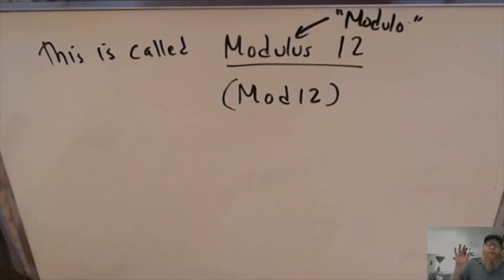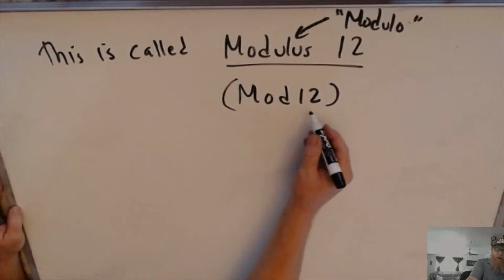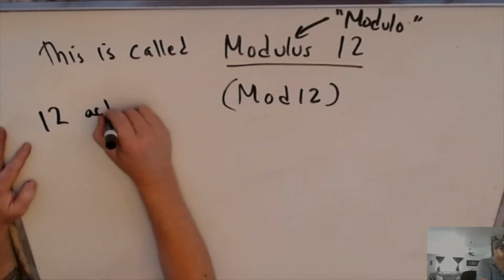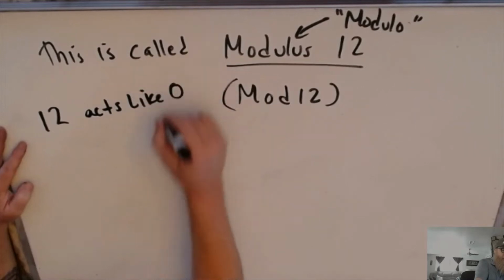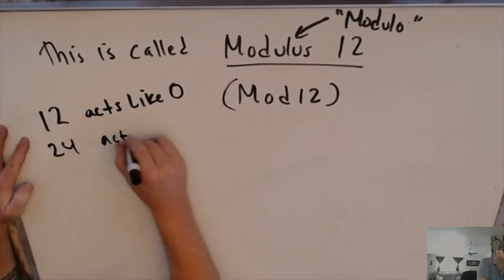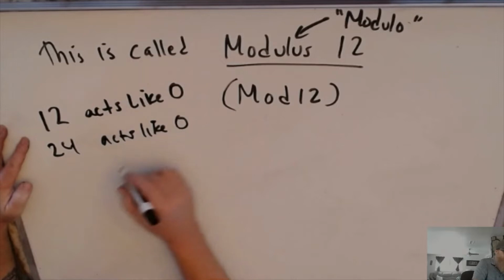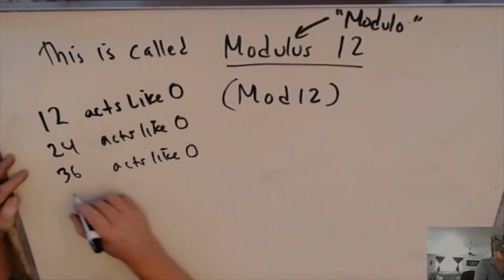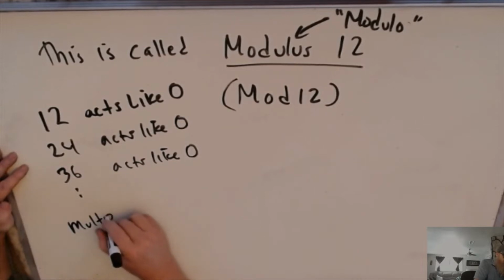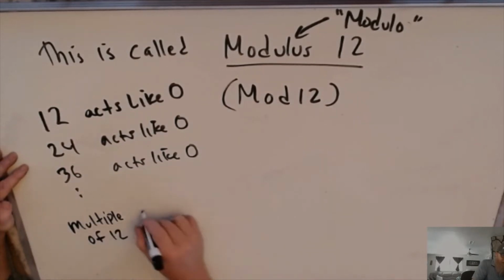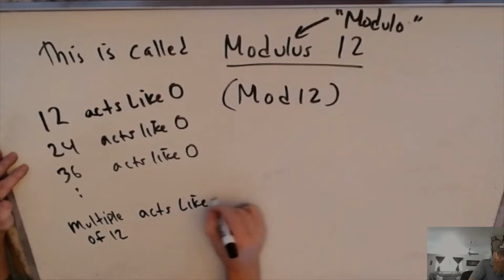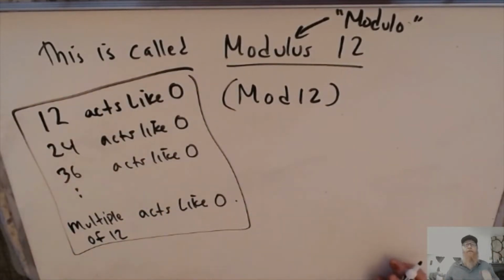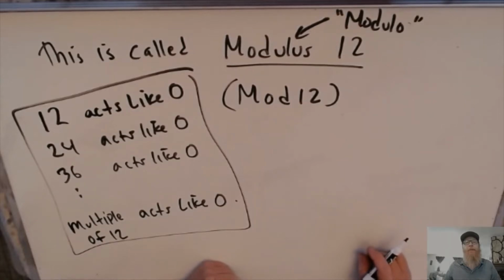So basically, in mod 12, 12 acts like 0. 24 acts like 0. 36 acts like 0. Any multiple of 12 acts like 0 in this arithmetic called mod 12.